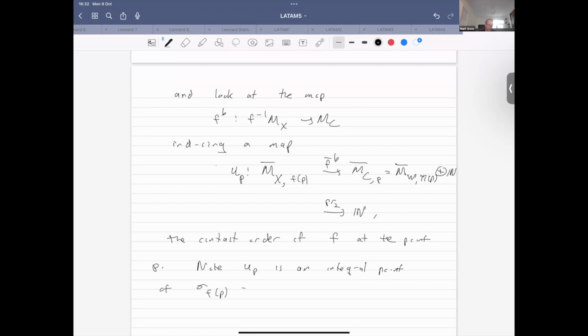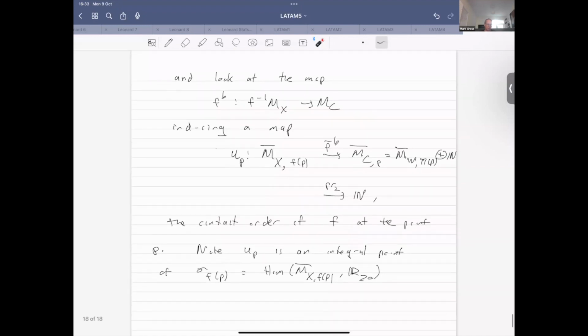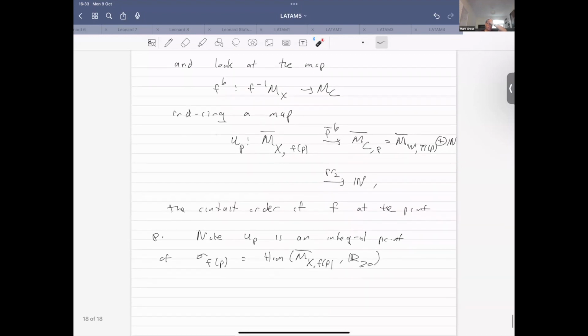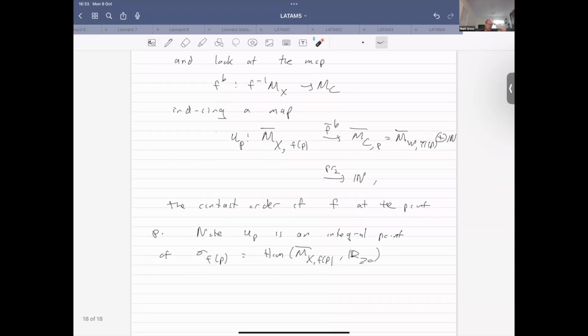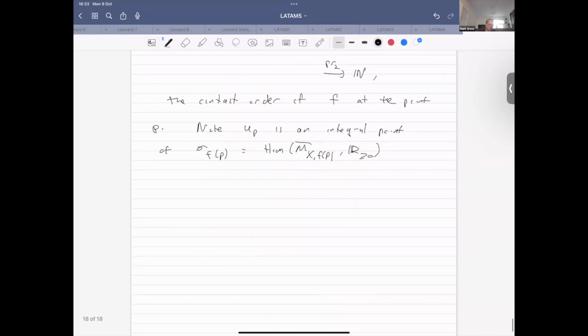Right, this sigma_F(P) is Hom of M bar X at F of P into R greater or equal to 0. So it is a group homomorphism, or monoid homomorphism, from here to R greater or equal to 0, which happens to take values in N. So it gives you an integral point. Okay, so again, this is just combinatorics, but what does this really mean? Let's see an example of this.